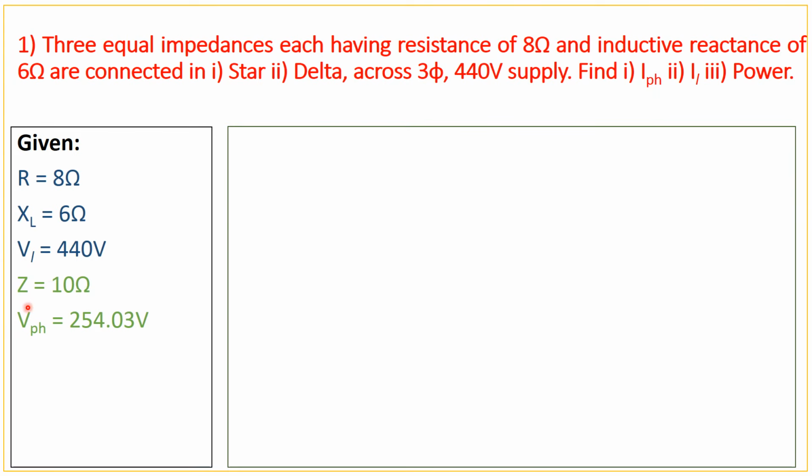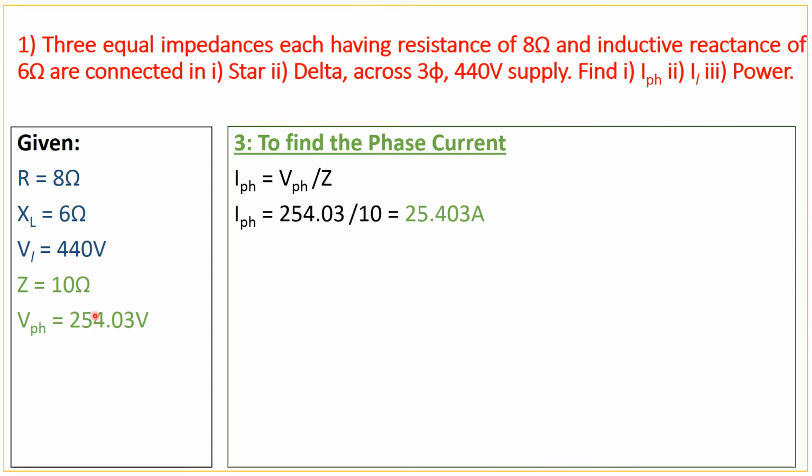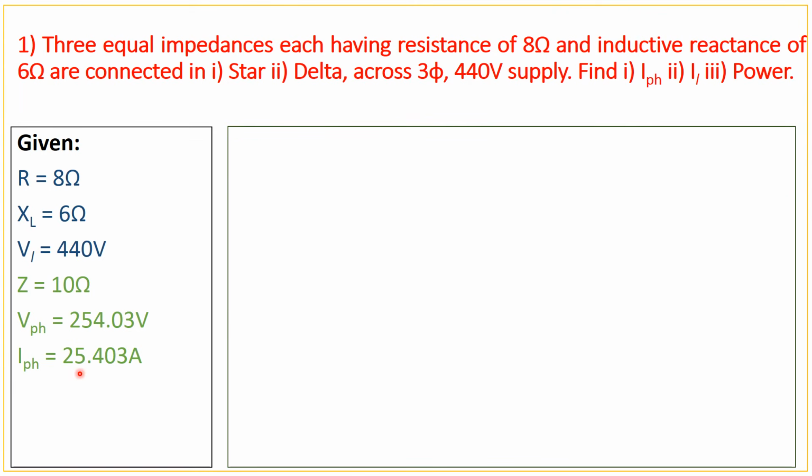First find I phase, then based on that you must find IL. So now that's why I will be finding the phase current first. So I phase is equal to V phase by Z. So V phase, 254.03 by 10 will give you 25.403. So I phase is equal to 25.403 amperes.